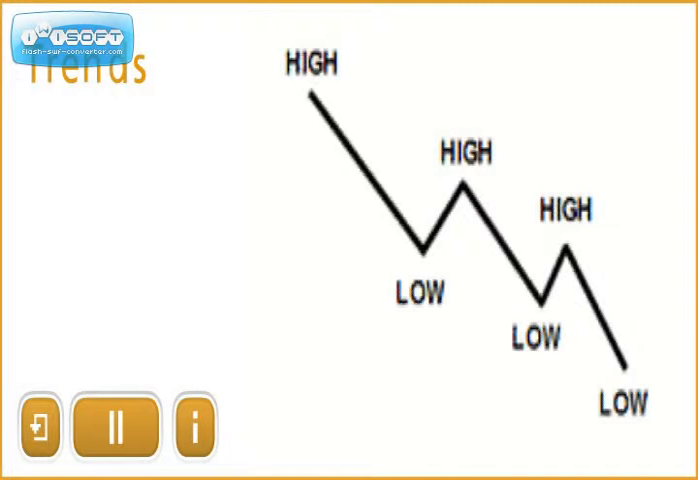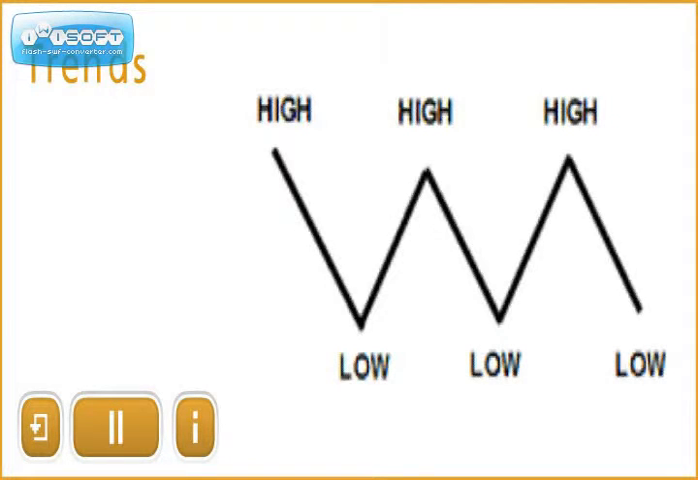Stocks that are trending downward form a series of lower highs and lower lows. Stocks or CFDs that are trending sideways form a series of highs that are at approximately the same price level and a series of lows that are at approximately the same price level as well.